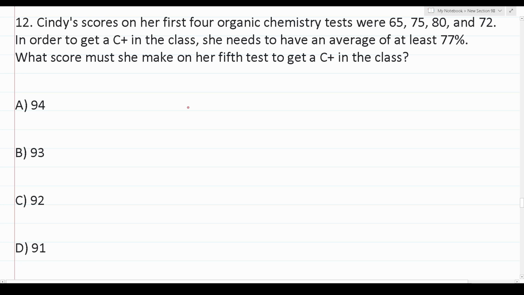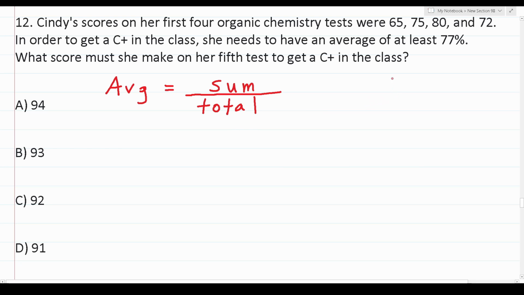Number 12 says Cindy's scores on her first 4 organic chemistry tests were 65, 75, 80, and 72. In order to get a C+ in the class, she needs to have an average of at least 77%. What score must she make on her 5th test to get a C+ in the class? All right, so this is a problem about averages. And in case you forgot, to find an average, you simply sum up the numbers or data points you're given, and you divide that by the total number of data points or numbers.